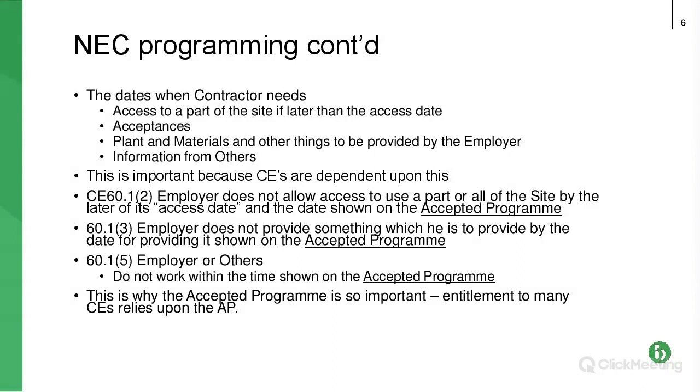So, this is why that information needs to be included, so that if whatever isn't provided by the date in the programme, the contractor or subcontractor can just say, right, it hasn't been provided, it's set out the date in the programme, can I have my compensation event please for that?